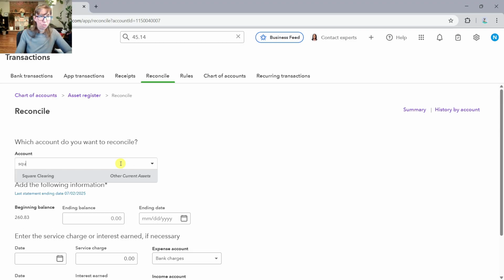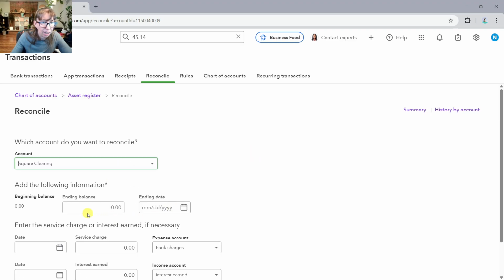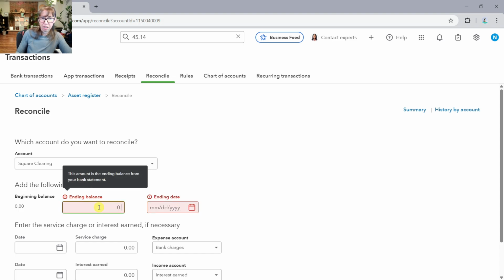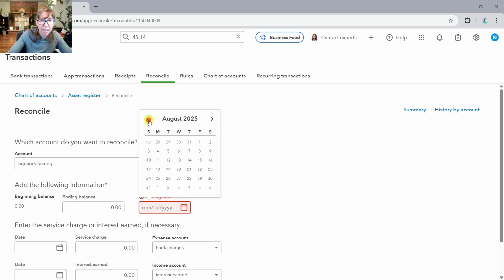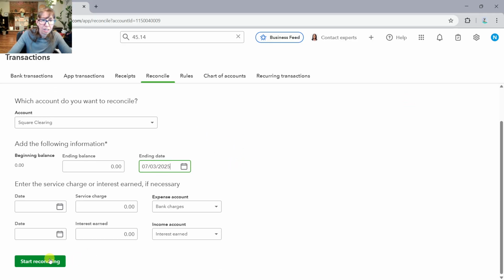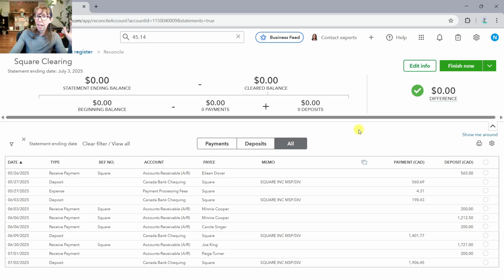So let's go to the Square clearing. And again, we're going to put the ending balance of 0 to start. And let's bump this ahead to July 3rd, and go ahead and start reconciling. And again, same scenario as with the Moneris, nothing is checked off as cleared because we're not reconciling a bank. We're doing a clearing account. This is the other side of those transactions.